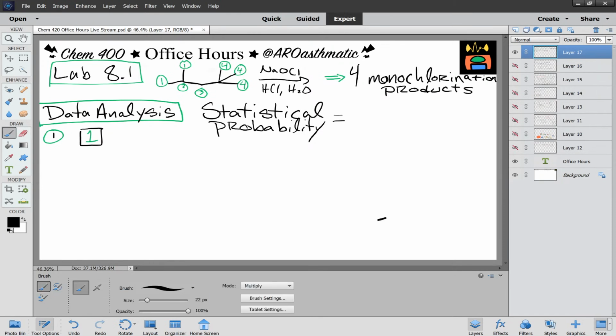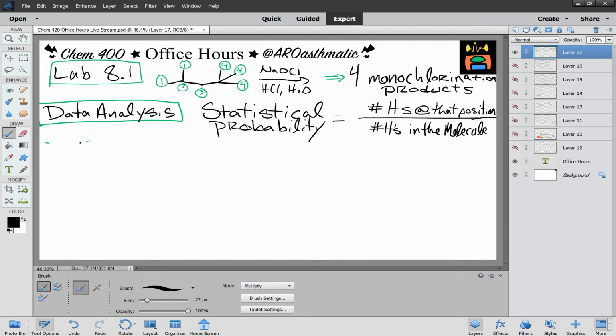So the statistical probability for chlorination to happen at each position is equal to the number of H's at that position divided by the number of H's in the molecule. All right. And then, times 100. But that's how you calculate the statistical probability.